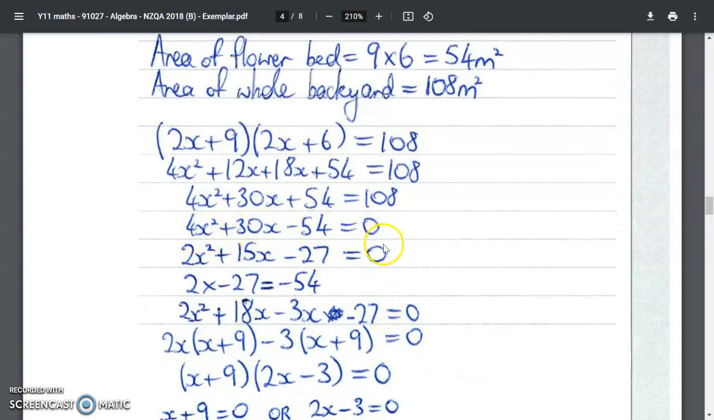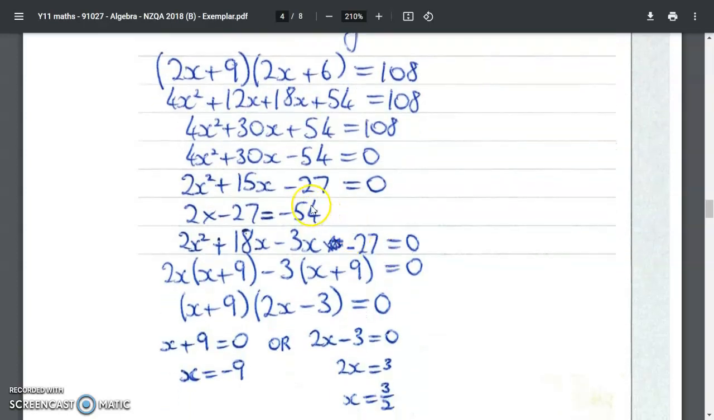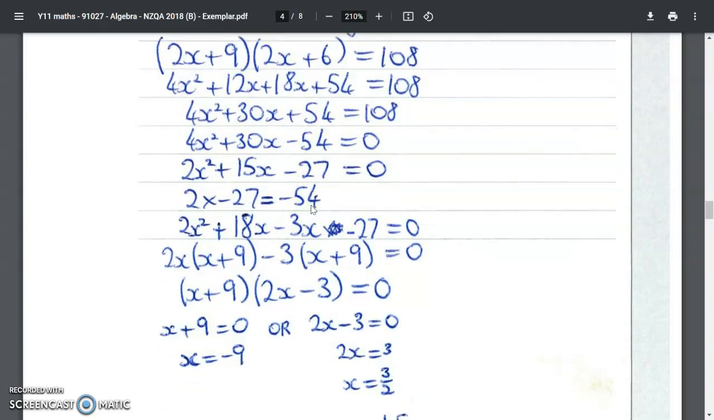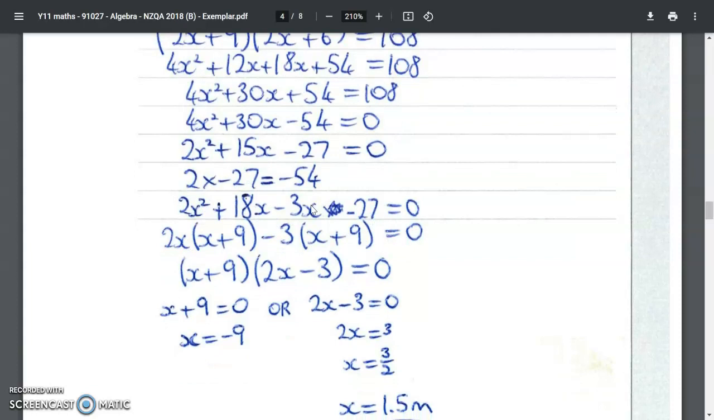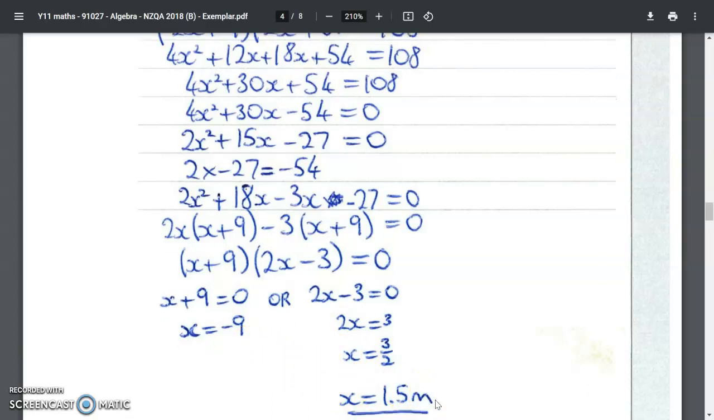Dividing both sides of the equation by 2, we get this. And then we've got a quadratic which we can solve. I've shown the process for solving it here. But we end up getting x equals negative 9 or x equals 3 over 2. Now, x is a length, right? So obviously it can't be negative, therefore x will be equal to 1.5. That's our final answer.